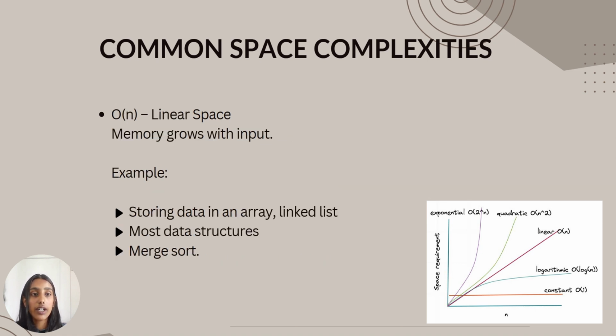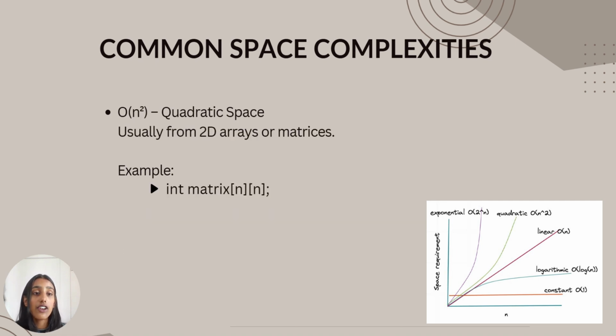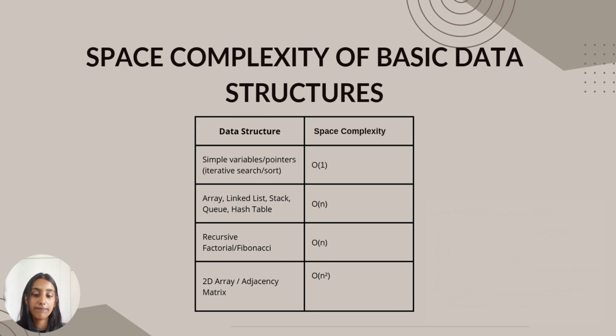Then we have O(n), which is linear space. This means that the memory grows with the input. For example, storing data in an array or a linked list, and most data structures also have O(n) space complexity, and also merge sort. And O(n²) is quadratic space. This can usually be seen in 2D arrays or matrices. In the example, we can see a matrix of n by n.